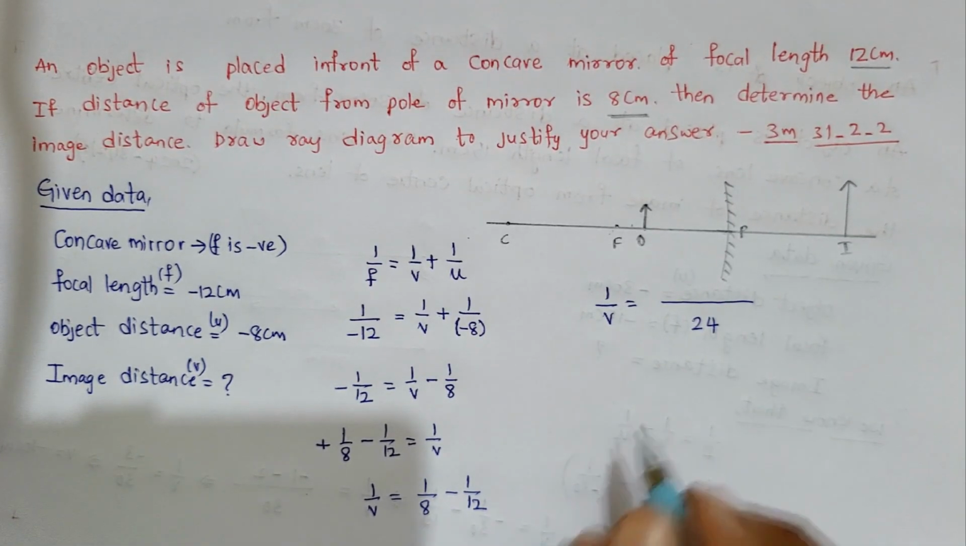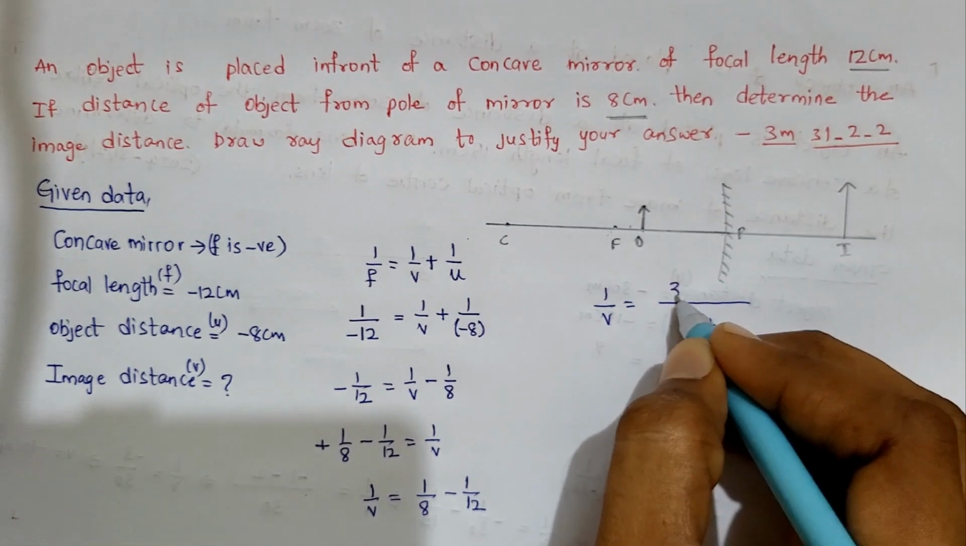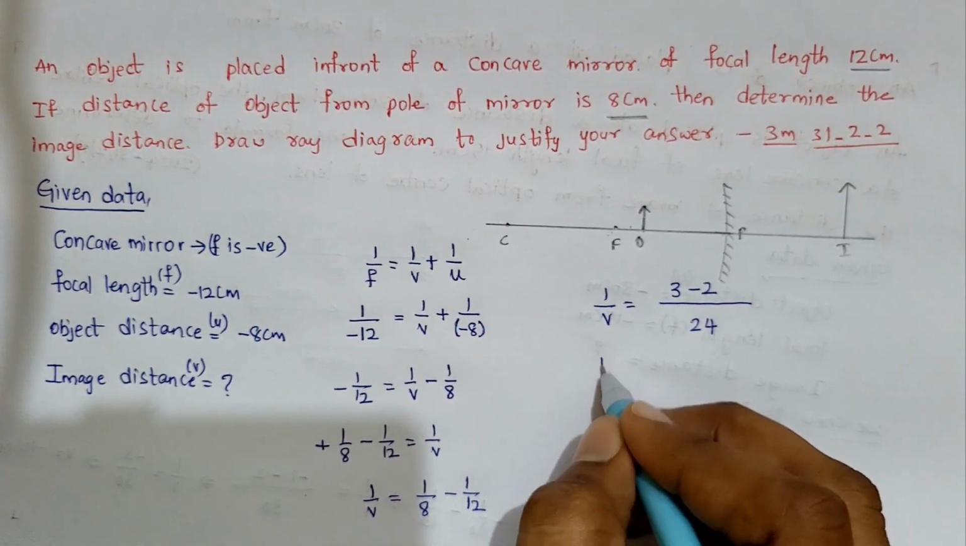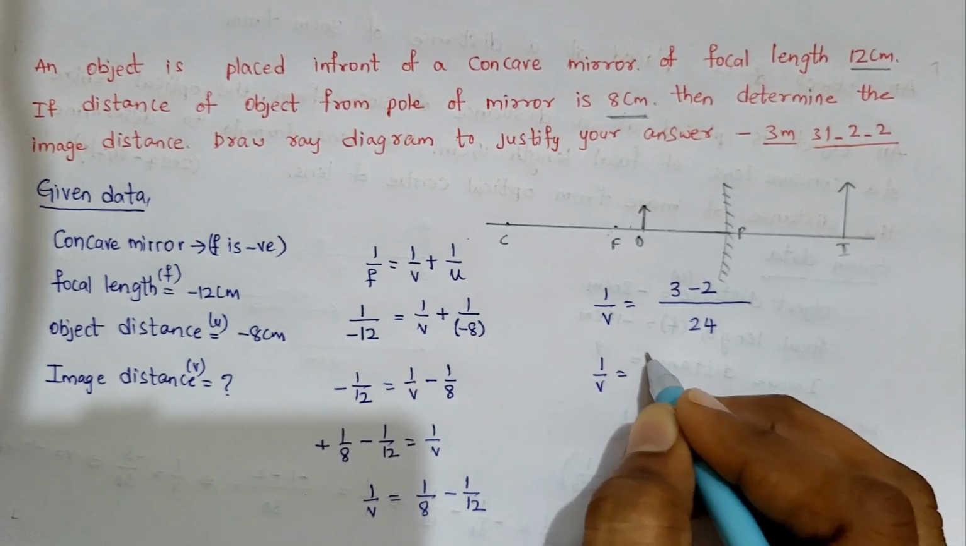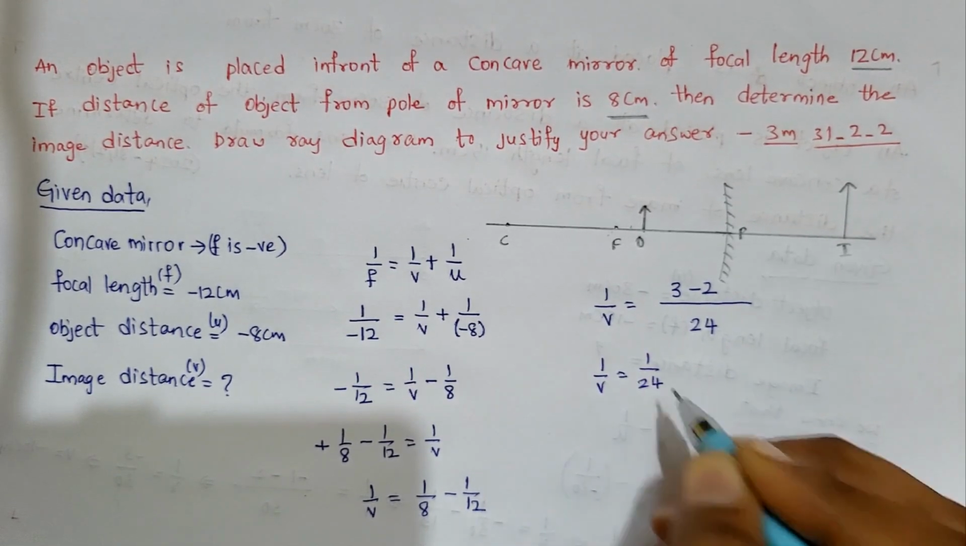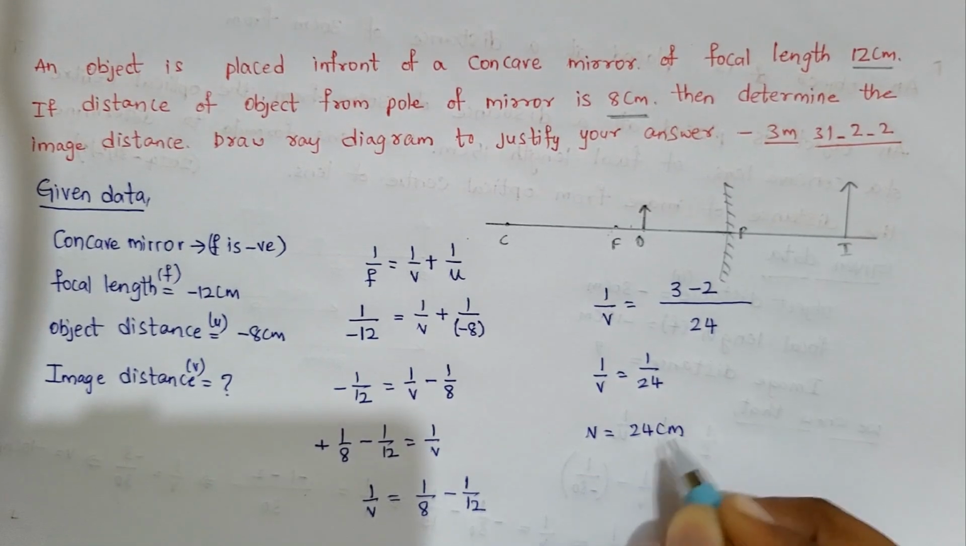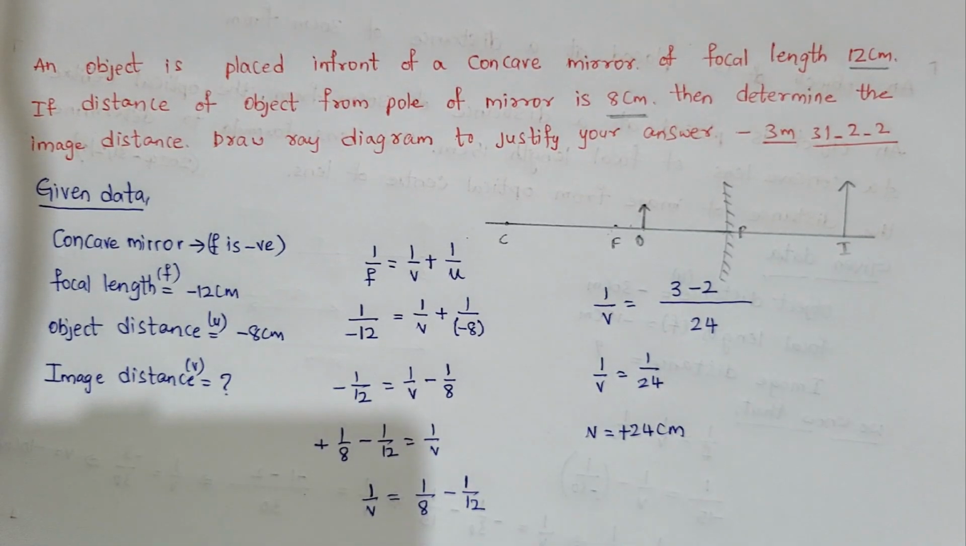So 1 by 8 becomes 3, and 1 by 12 becomes 2. So 1 by v is equal to 3 minus 2, that is 1 divided by 24. So v will be equal to 24 centimeters. So we got positive. Understood or not?